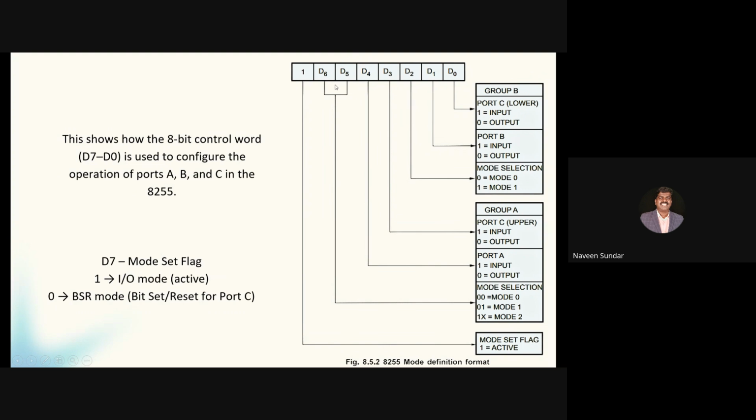This is for selecting the three modes for group A, because it supports all three modes. Group B supports only two modes, that's why we have 0 and 1 alone. So here we have three-mode selection. And finally, D7 is the mode set flag, which when 1 is active. If D7 is 0, it is inactive. So that is how the mode definition format works.